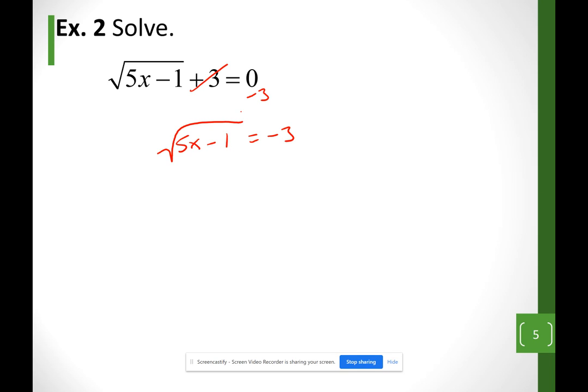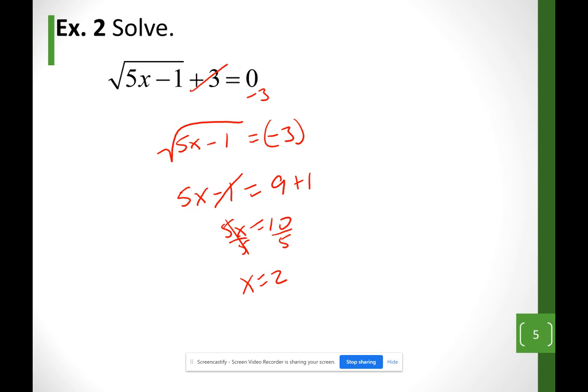Let's see. Let me see if this thing works. I'm going to square both sides to get rid of the square root. So I'm going to have that 5x minus 1 is equal to 9, right? Negative 3 times negative 3 is 9. Now, I'm just going to add a 1. 5x is equal to 10. Let me divide by 5. X is equal to 2.